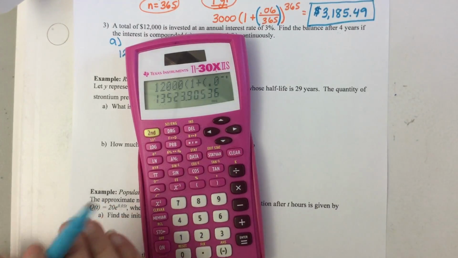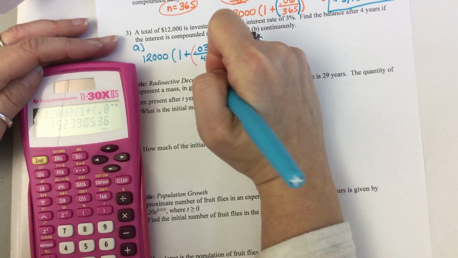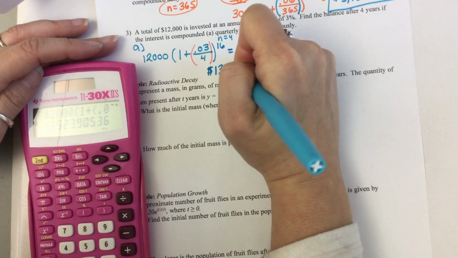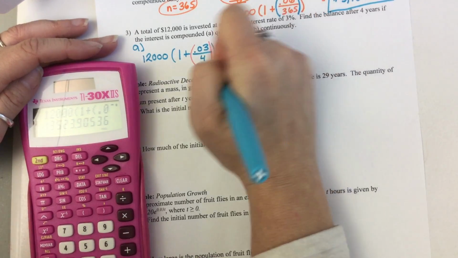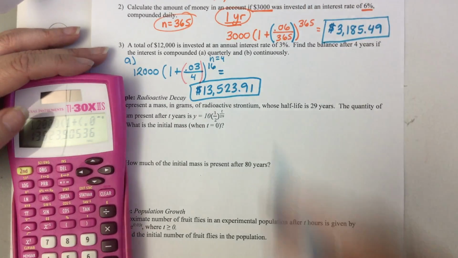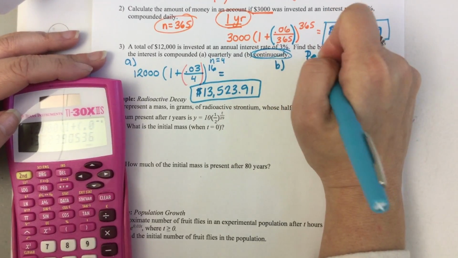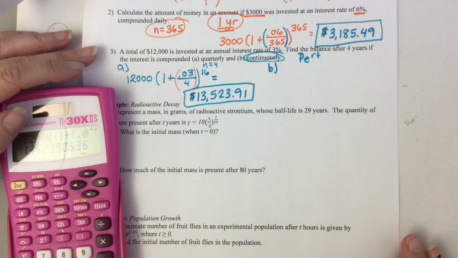Let's go ahead and hit enter. The amount of money that you would have after 4 years is $13,523.91. Remember, we're talking about money, so always round to the hundredth. Now part B, compounded continuously. As soon as it's continuously, that's the PERT formula.